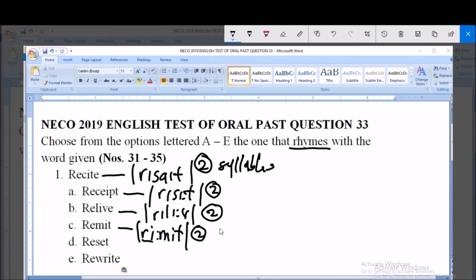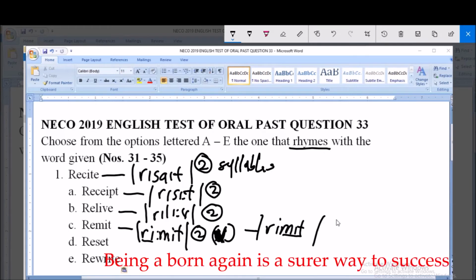Then if it is a verb, it is a verb. Then if it is a noun, it is pronounced as remit, and the stress falls on the second syllable. Then it has two syllables too.